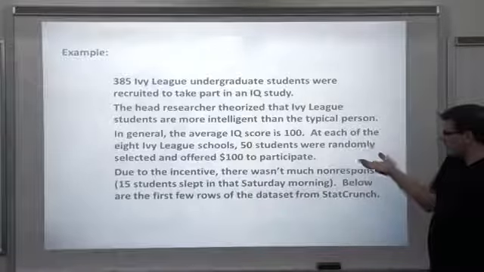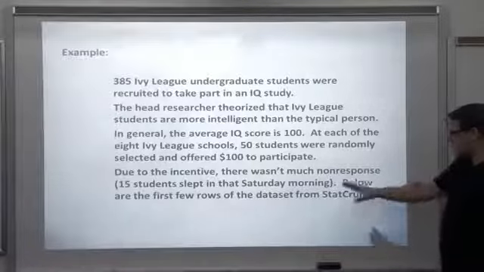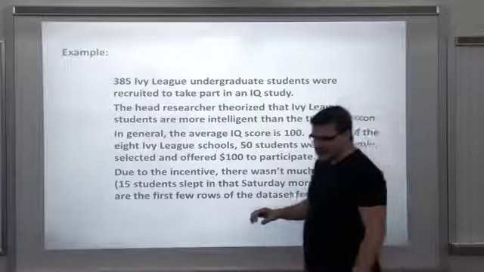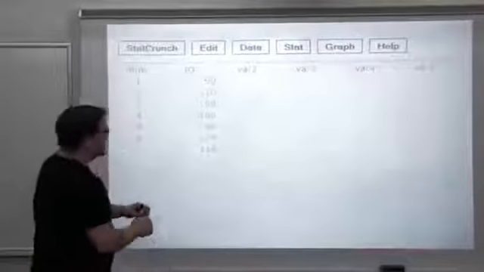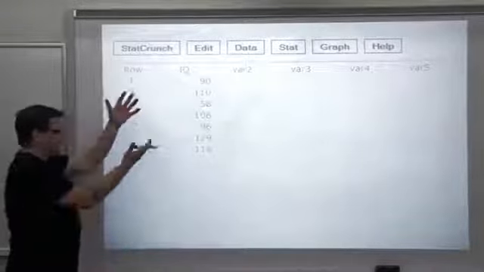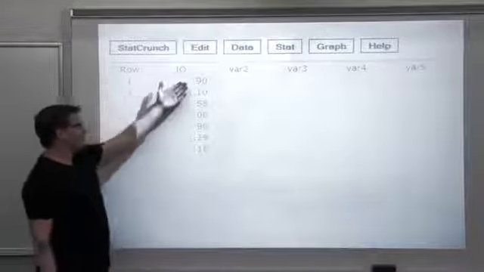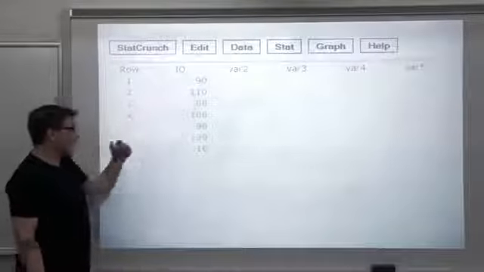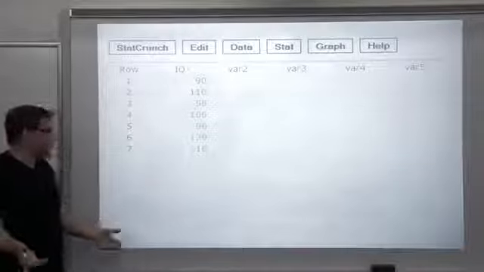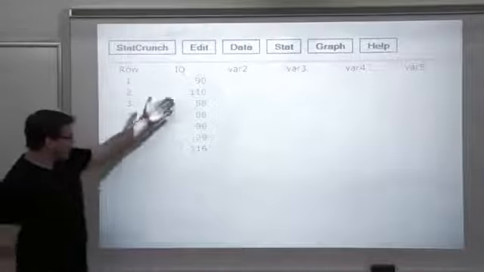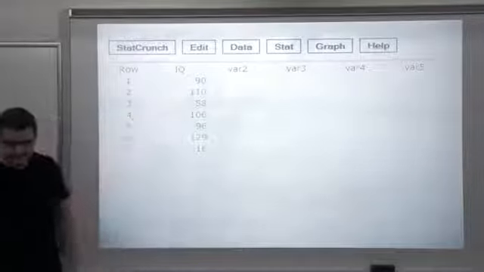So what do we have? 400, maybe 385 data points. And below are just the first few rows of the data set from StatCrunch. And this is in the notes. There would be 385 in total. You can see in your note packet, the first student had an IQ of 90, the second student had an IQ of 110. Here's a 58, maybe the student just blew off the test, or who knows what. Here's 129, and so on. So that's the data. All right.